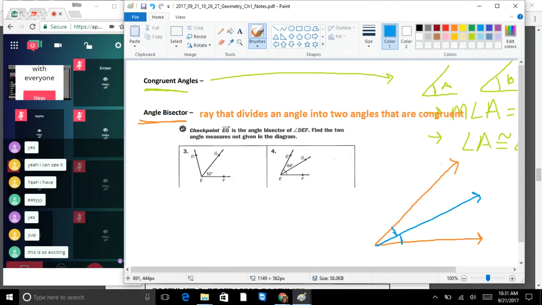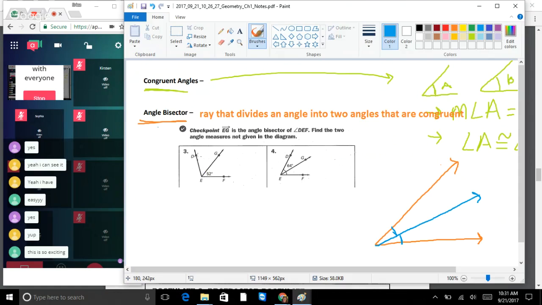Okay, so here's a quick example of how we could use the congruency in the words angle bisector. And this is kind of why you have to pay attention to these words. The concepts are easy, but the words are what you really want to make sure you're tucking away in your brain for later. So what do I mean by that? It says ray EG is the angle bisector of DEF. Find the two angle measures not given in the diagram.